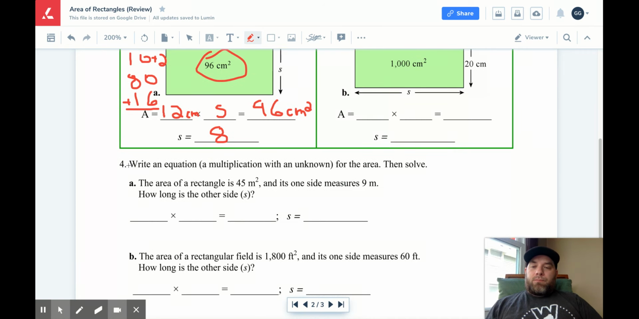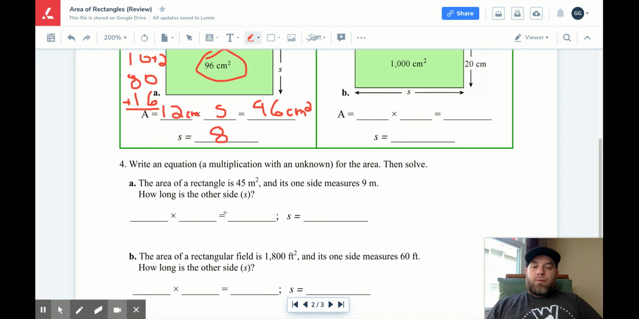All right, so number 4, it says write an equation, so a multiplication with an unknown, like our S, for the area, then solve. So the area of a rectangle is 45 meters squared, and its one side is 9 meters. So how long is the other side, S? So I'm going to write out an equation.